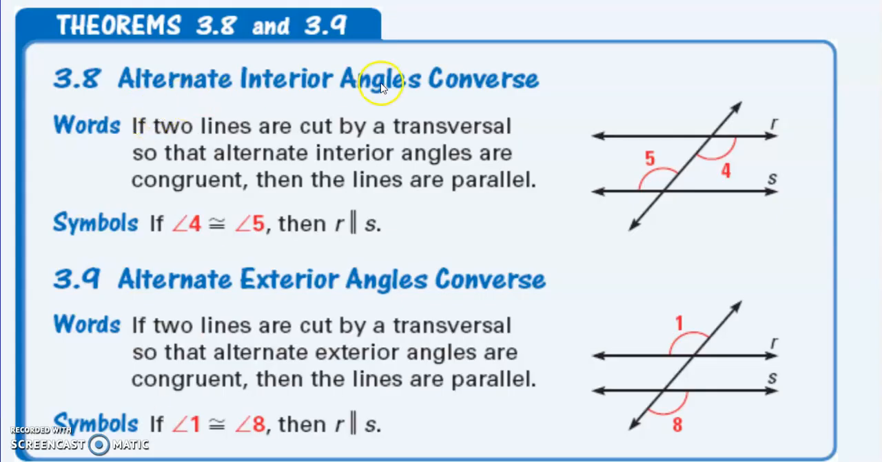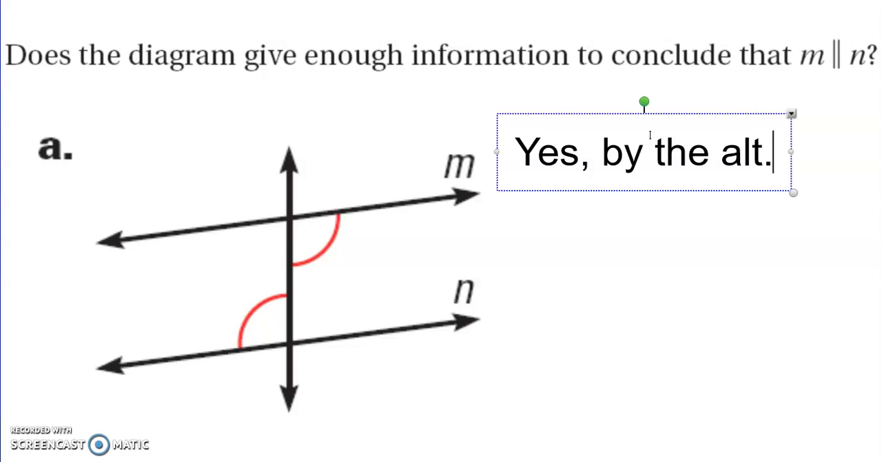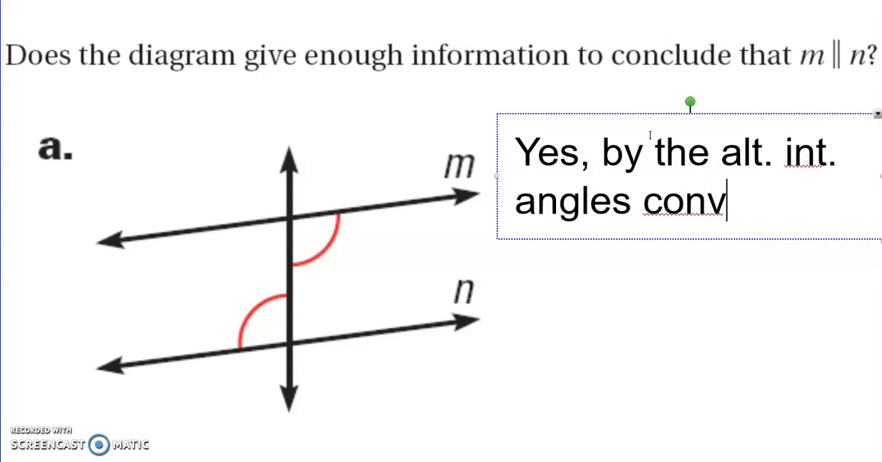Next, we have alternate interior angles converse and alternate exterior angles converse. So if 2 alternate interior angles are congruent, then I can say that my 2 lines are parallel. And same thing, if I have 2 alternate exterior angles that are congruent, I can say that my lines are parallel. So for example, I have 2 alternate interior angles that are marked congruent here, so I can conclude that M is parallel to N. So yes, by the alternate interior angles converse.